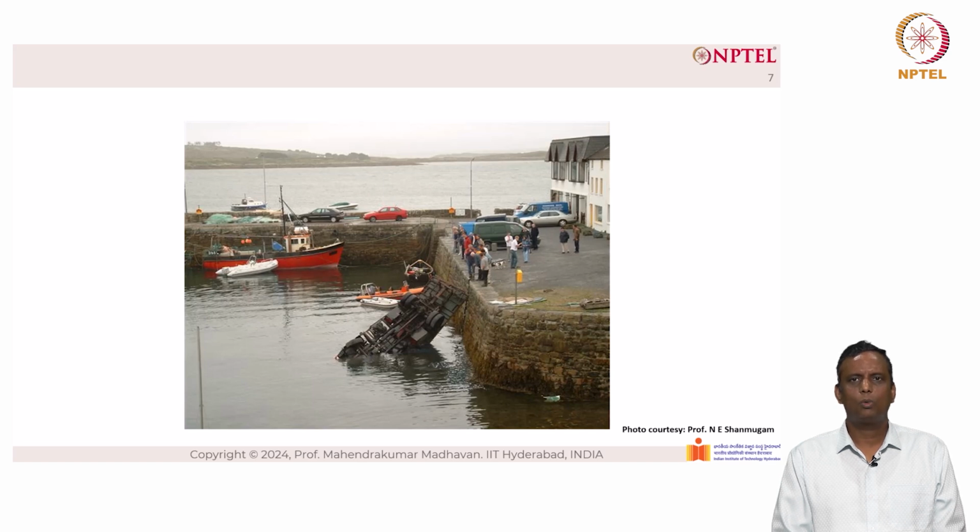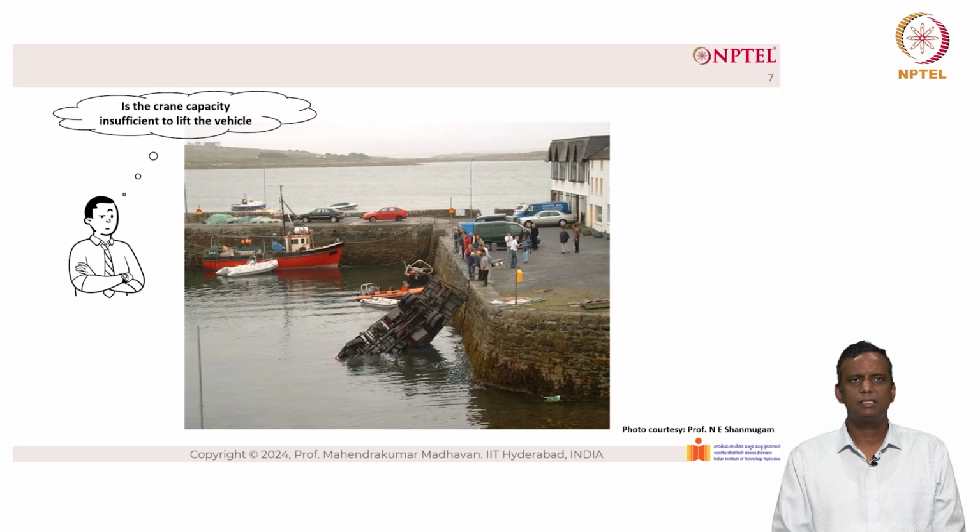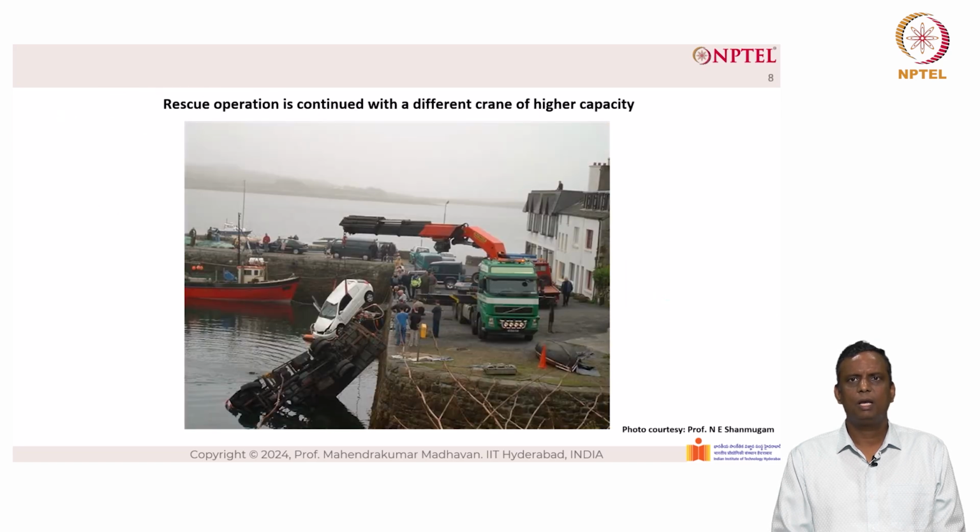Now one would wonder, what is the reason for this one? Is the crane capacity insufficient to lift the vehicle? And that's probably what the people who are involved in the operations thought so. Let us retry with a new crane of higher capacity. So they came up with the jumbo crane. As you can see here, the rescue operation is continued with a different crane of higher capacity.